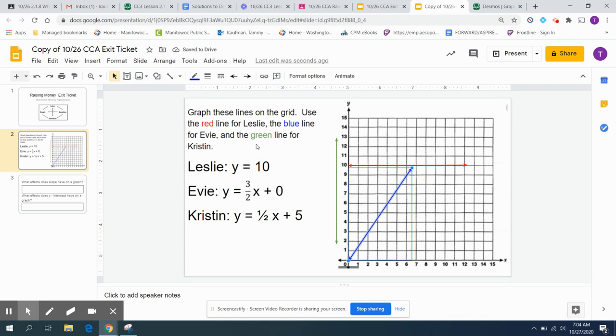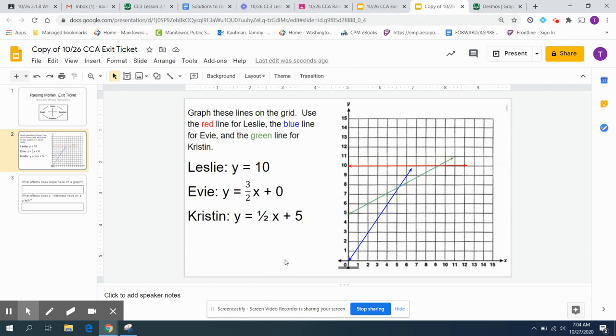And then we have Kristen with our green line. Now she has a y-intercept of 5, which means that she got $5 even if she didn't ride whatsoever. But then she gets 50 cents for every mile. Oop. I'll put this back on 5. And she gets 50 cents for every mile. So really going up 1 over 2. So when I look here, we're going up 1 over 2, up 1 over 2, up 1 over 2. Okay, so that's what the graph should look like.